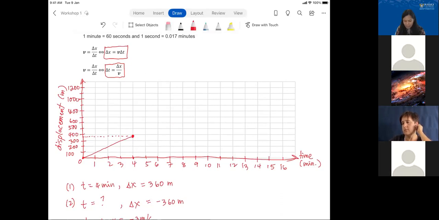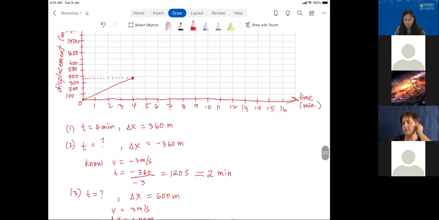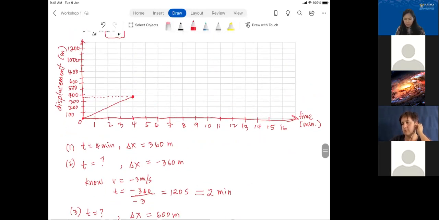And then for the second segment, it took you 2 minutes to cover 360 meters to go back. So that's a negative 360 meters, which means you went back to your halls of residence. Your total displacement will therefore be 0 because you ended at your starting point, and that took you 2 minutes to go back. So negative 360 meters also means you're just retracing your initial steps. So that's the second segment in your journey.